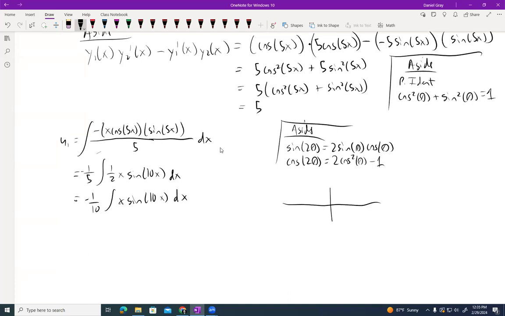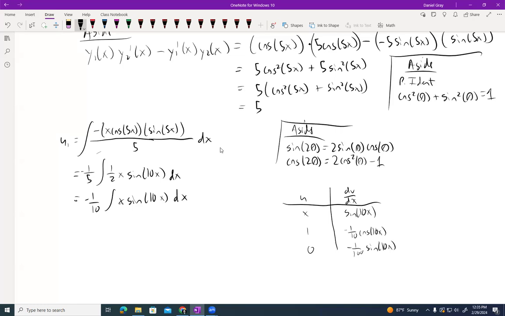I like to use the tabular method. So my u's go here, my dv dx's go here. My u is just going to be the polynomial, which is x, take derivatives until I get to 0. My dv dx is going to be sine of 10x. I'm going to take the integral of that one time, and I get negative 1/10 cosine of 10x. Take the integral of that again, and I'm going to get negative 1/100 sine of 10x.